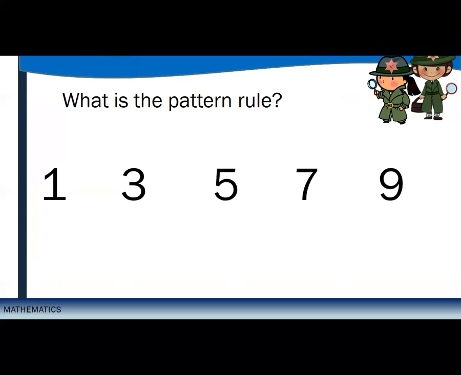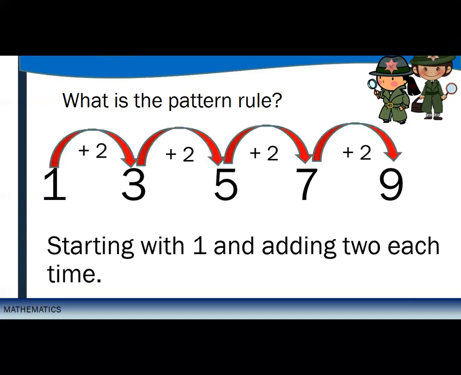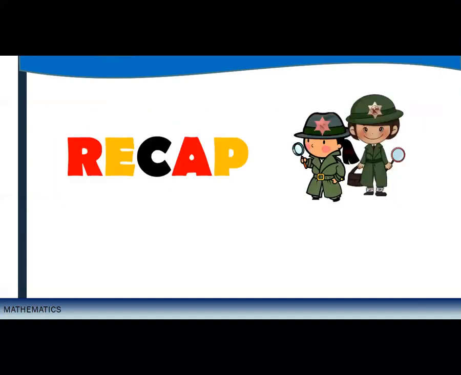Great job, boys and girls. The rule of this pattern is starting with 1 and adding 2 each time. And there we have it. 2 added to 1 gives us 3, and 2 added to 3 gives us 5. 2 added to 5 gives us 7, and 2 added to 7 gives us 9. Wow, what an excellent job you did today, boys and girls.